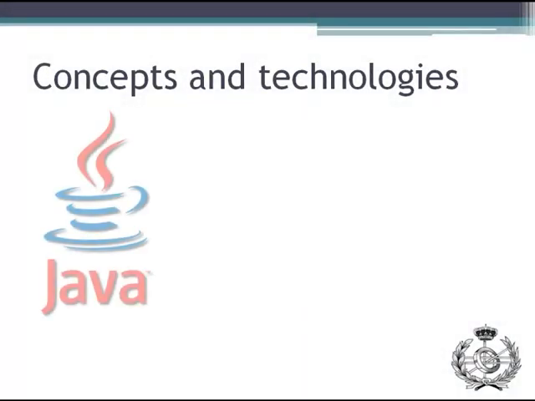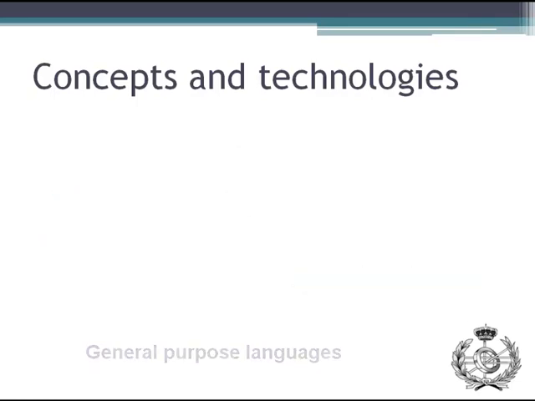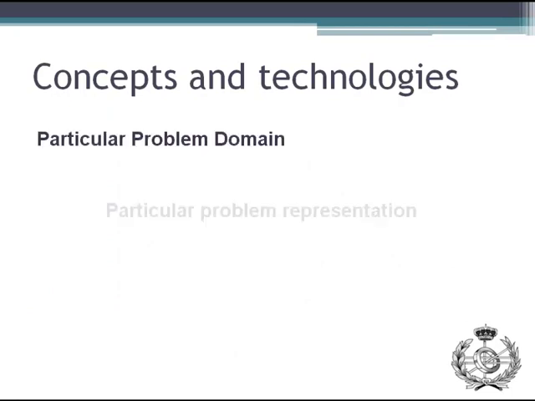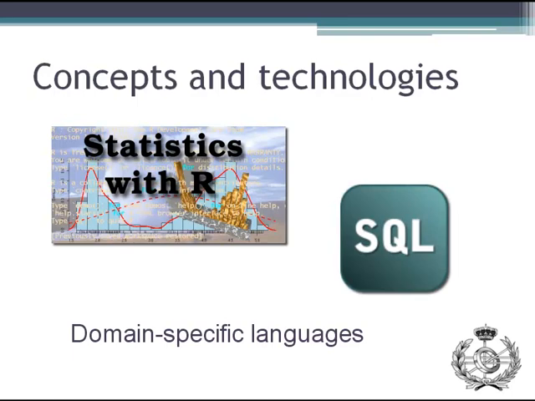Nowadays, there are languages like Java, C#, Python that are classified as general purpose languages, but there are other more specific kinds of language, known as domain-specific languages. These languages are dedicated to a particular problem domain or a particular problem representation. Some examples of domain-specific languages are R and S language for statistics, Mata for matrix programming, SQL for relational database queries, etc.